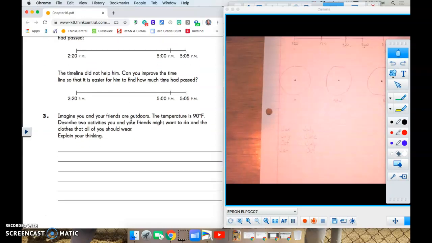It says, imagine you and your friends are outdoors. The temperature is 90 degrees. That would feel great right now. Describe 2 activities you and your friends might want to do and the clothes that you should wear. All right. So I don't know about you, but I am going to probably put on my swim trunks and I'm going to go find a beach.